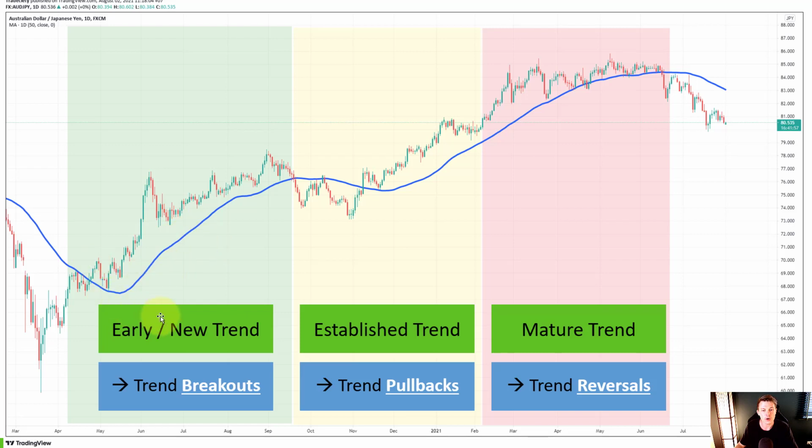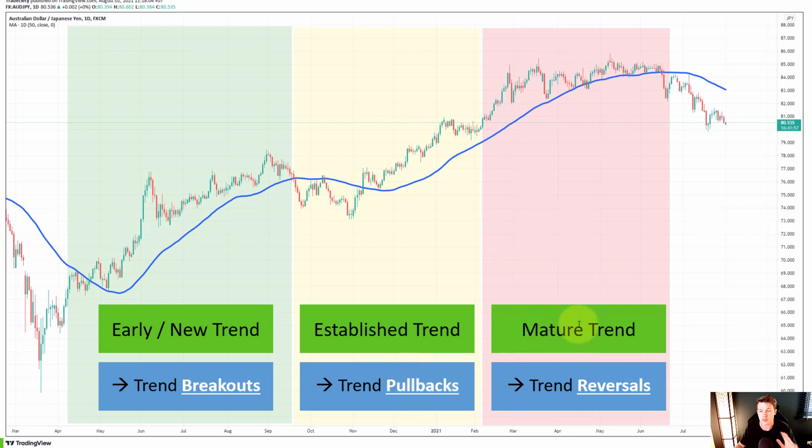For example, in an early and a new trend, what you generally want to do is look for breakouts. They are very profitable because at the early trend stage, the market still moves quite a bit. Once the early trend stage and the new trend stage is over, we are entering an established trend, and here you want to be a little bit more patient, and here you would preferably look for pullbacks.